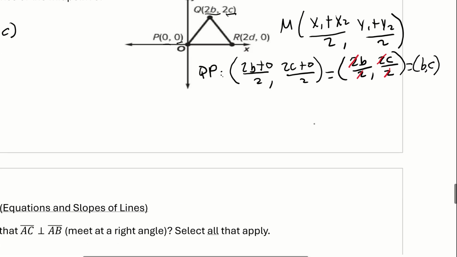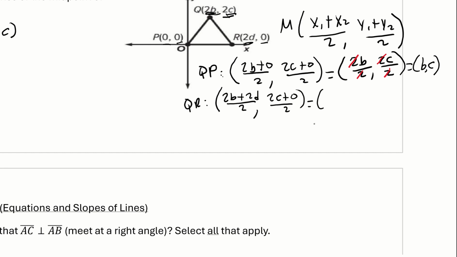All right, let's do QR. The x coordinates for Q and R are 2b and 2d. Then we've got to divide that by 2. The y coordinates are 2c and 0. Notice that these 2s actually cancel out because they're all the same. Then remember that 2c plus 0 is just going to be 2c divided by 2, so we can ignore the 0 there, right? And then 2 divided by 2 cancels. So we're left with b plus d and then c.